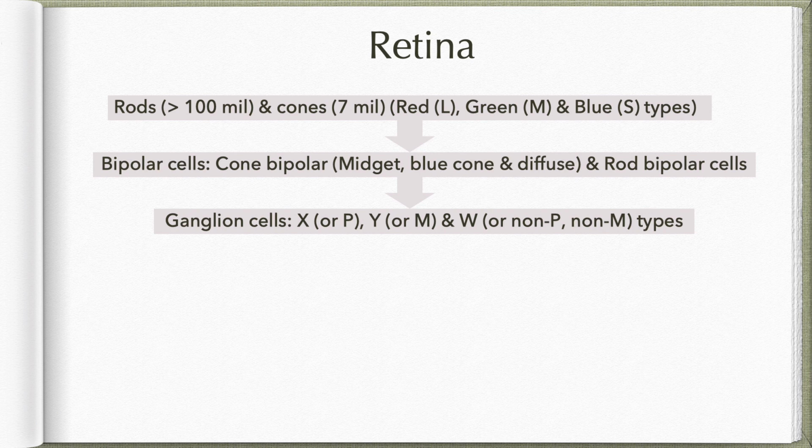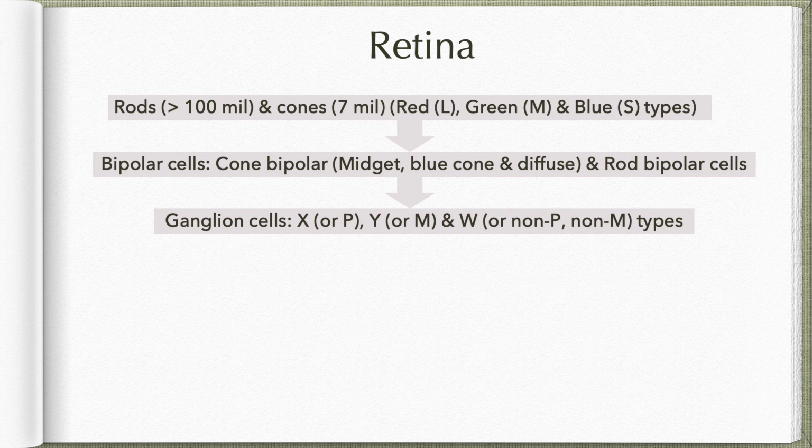Now P stands for parvocellular, M stands for magnocellular. So the X type of cells will project to parvocellular laminae in the lateral geniculate body. Y type of cells will project to magnocellular laminae in the lateral geniculate body, and W cells will project to interlaminar zones which do not have either small cells or large cells. That is, it is neither a magnocellular lamina nor a parvocellular lamina.